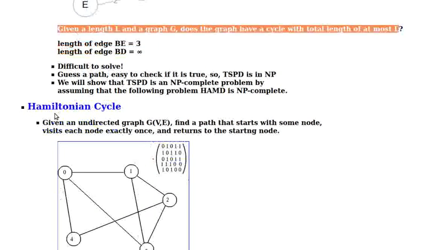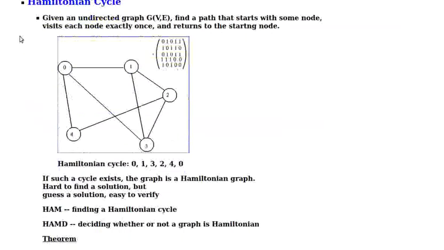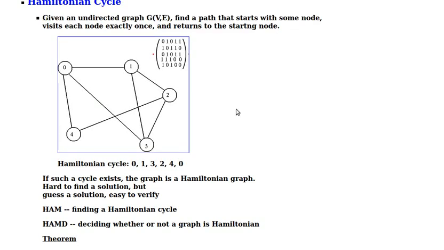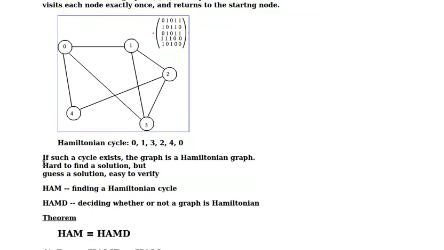Now let's delve into the Hamiltonian cycle problem, formulated as follows. Given an undirected graph G(V, E), the objective is to identify a path that initiates from a specific node, traverses each node precisely once, and ultimately returns to the starting node. This specific path is commonly known as a Hamiltonian cycle. For example, in this graph, the path 0, 1, 3, 2, 4, 0 is a Hamiltonian cycle. If such a cycle exists, the graph is a Hamiltonian graph. Again, it is hard to find a solution, but if we guess a solution, it is easy to verify whether it is correct.